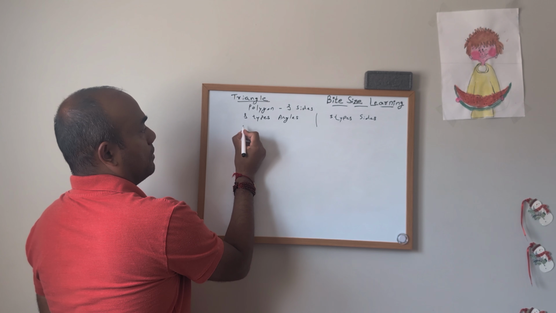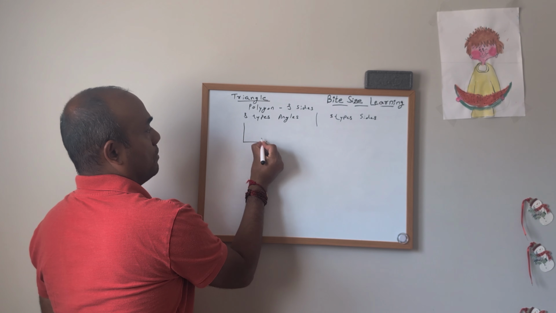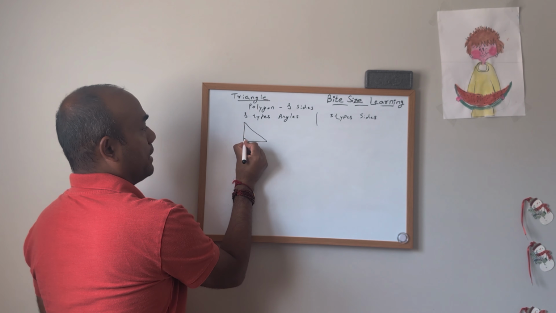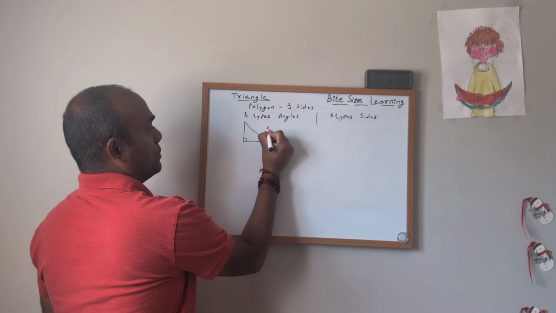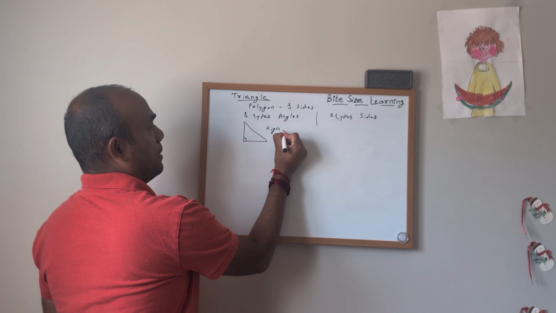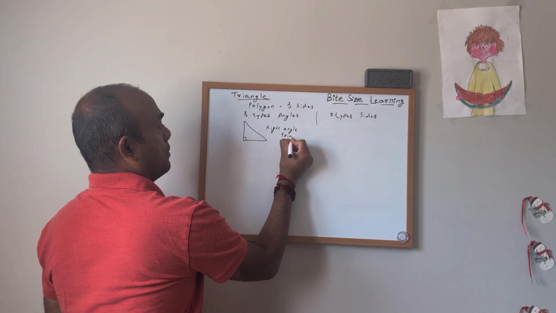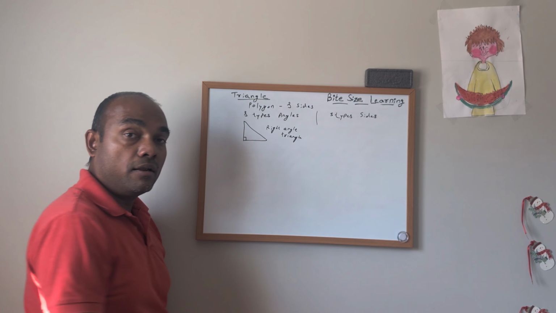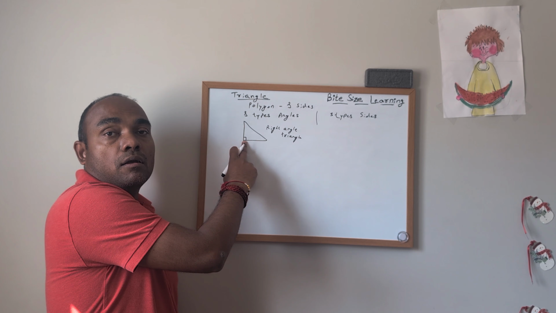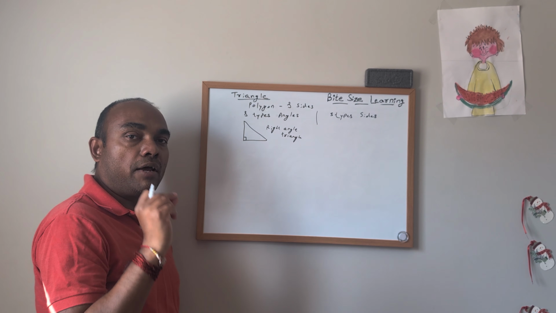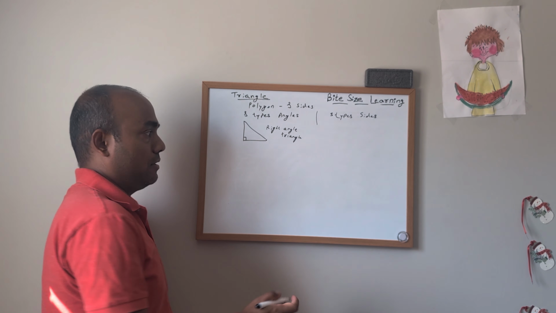One is a right angle triangle. It is called a right angle triangle. A triangle that has one of its angles a right angle is called a right angle triangle.